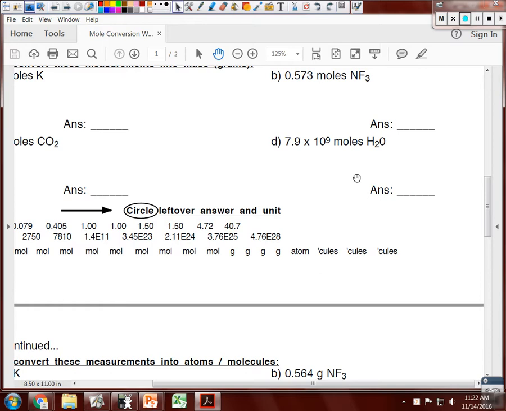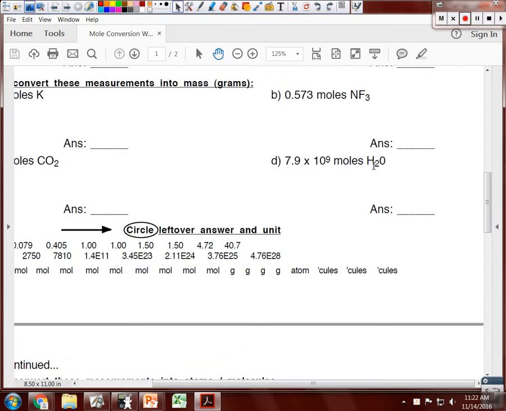Number 4, letter D. 7.9 times 10 to the 9th moles of water. And I want to know how many grams that is. Now, two things. Number 1, notice that the given is in scientific notation. Number 2, notice that there's a compound, a formula. You should know the mass of water. That's the only one I've asked you guys to memorize. If you don't know what the mass of water is, figure it out. Calculate it. In fact, you're more accurate. Okay, so let's look at this.